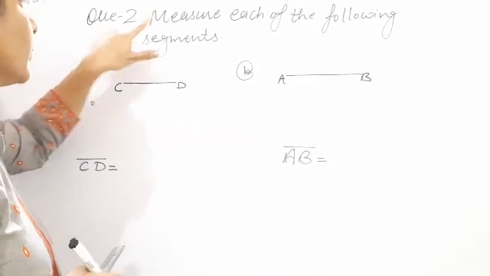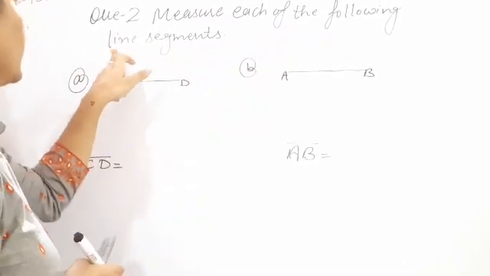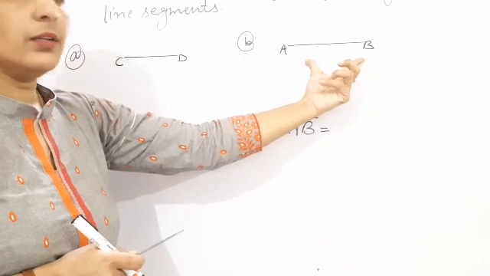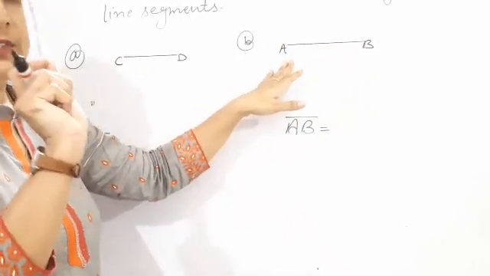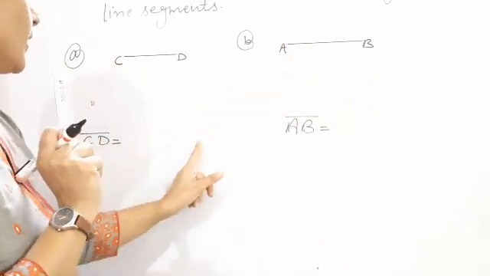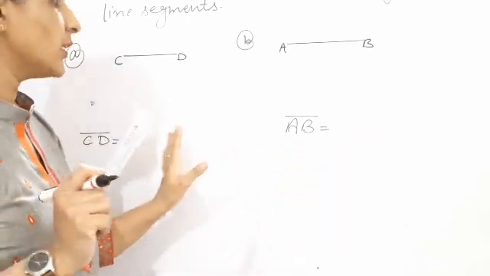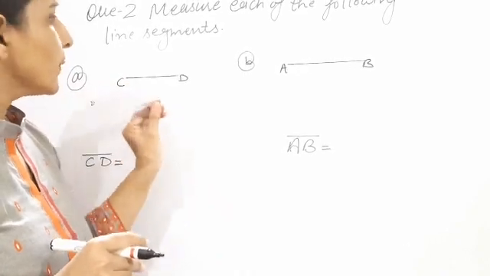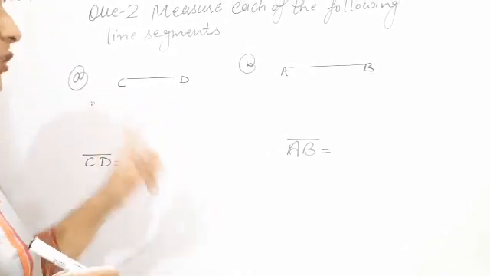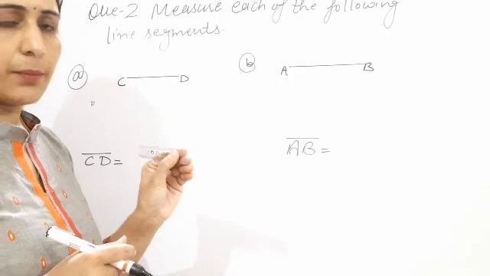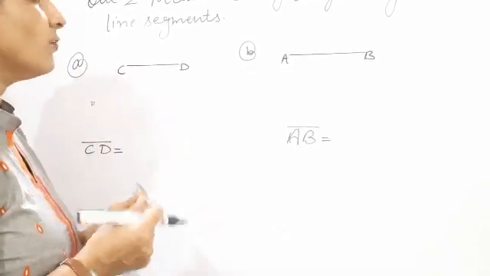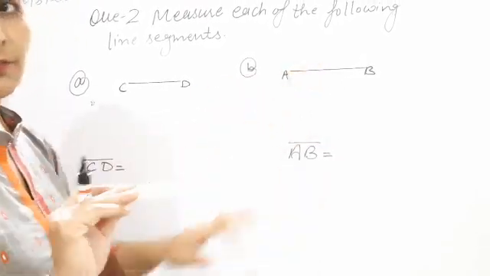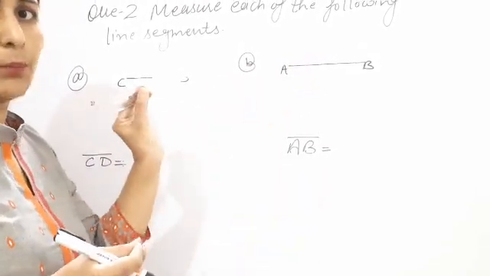Now question number 2 is: measure each of the following line segments. In this question, the line segments are already given. We measure them with the help of the scale and after that we write the length here, like 5 centimeter, 6 centimeter, 2 centimeter, 4 centimeter, whatever you measure. Clear? In question number 1 we draw the line segments and in question number 2 we measure them. Here I am making both line segments roughly. Here I am not using the scale properly. Clear?